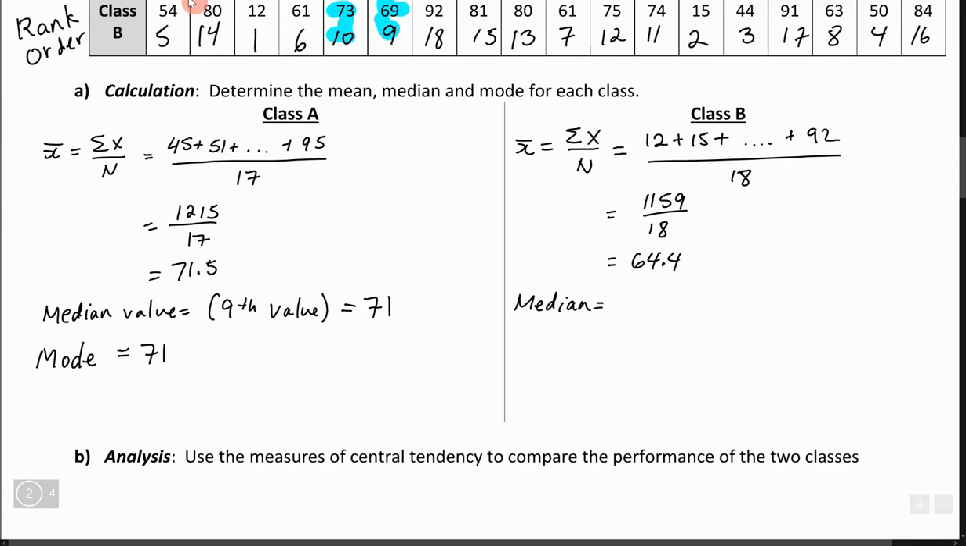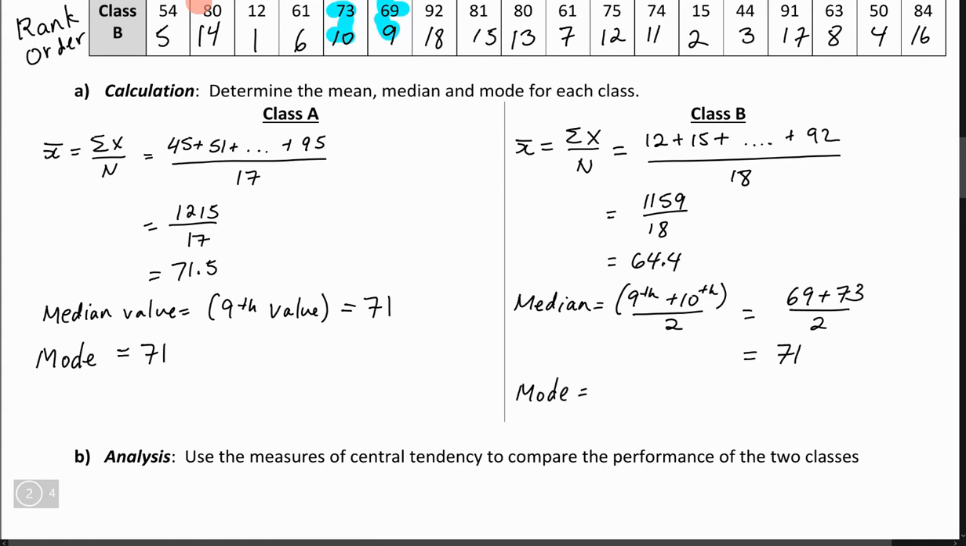So here, the median is the ninth plus the 10th value, and it's the average of those two values. So it's going to be 69 plus 73 divided by 2, and that's going to be 71.